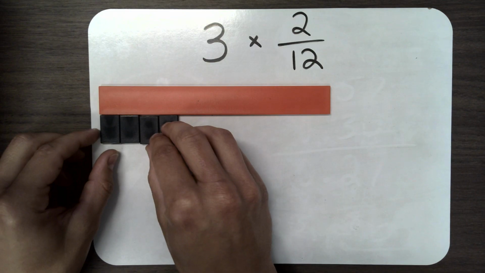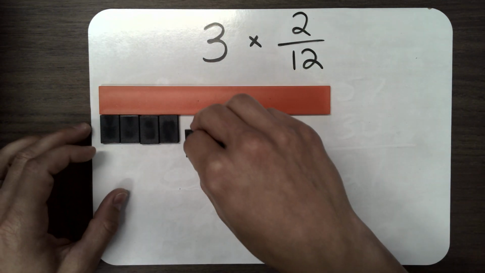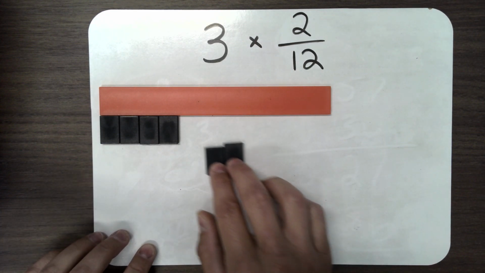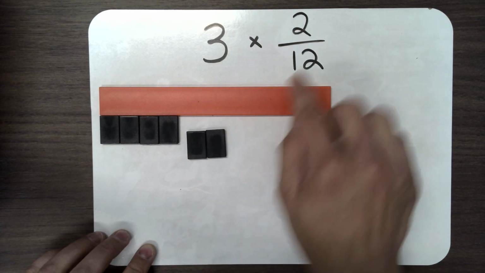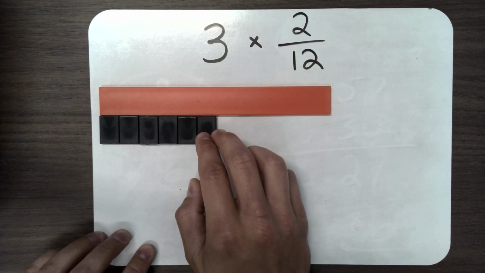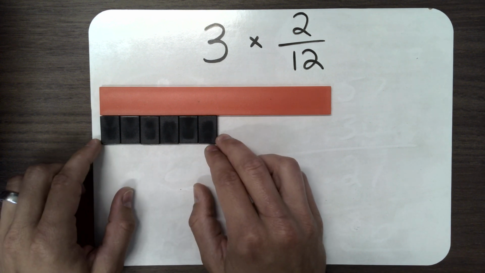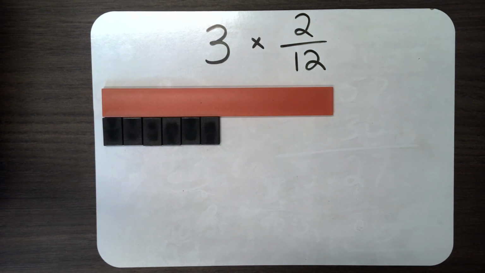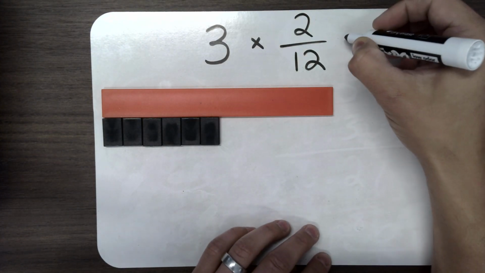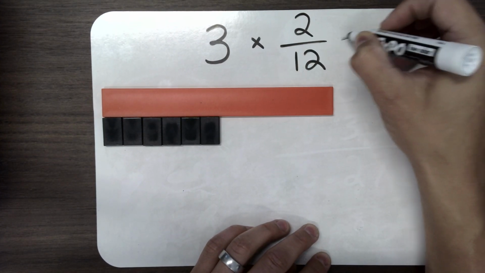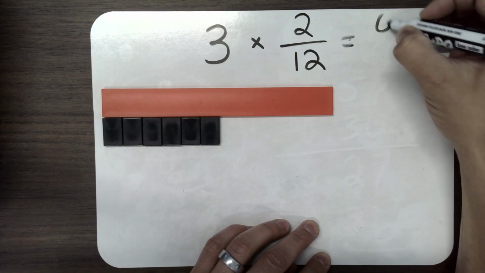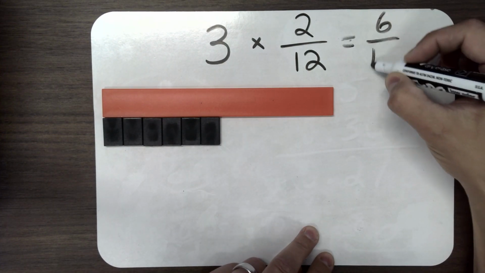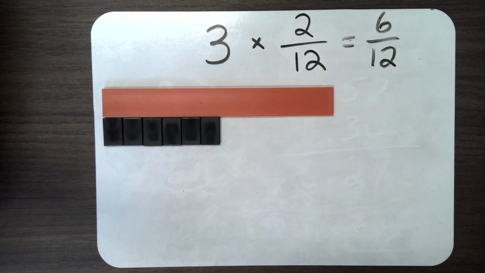A second group, and then a third group. Each group that we were adding on to this length has that same size of 2/12. 2 pieces that each have a name of a 12th or a size of a 12th. So then we can see that our total length here is, we have 6 objects, and their size or their name is a 12th, so there we have 6/12.